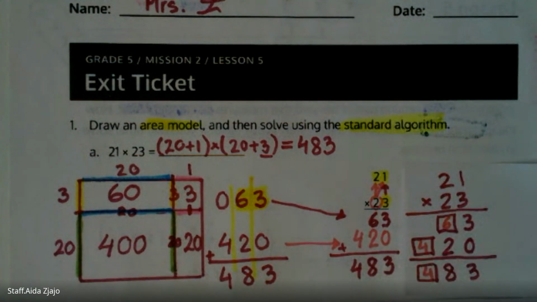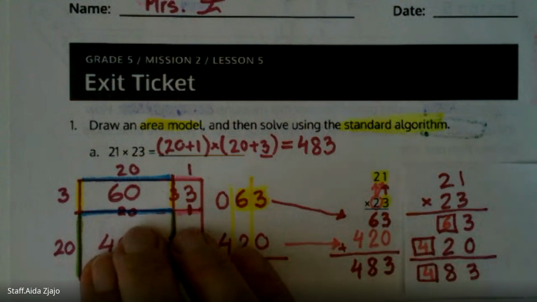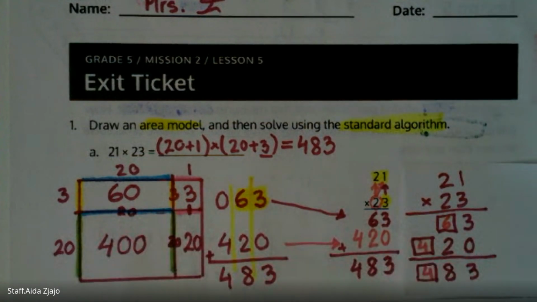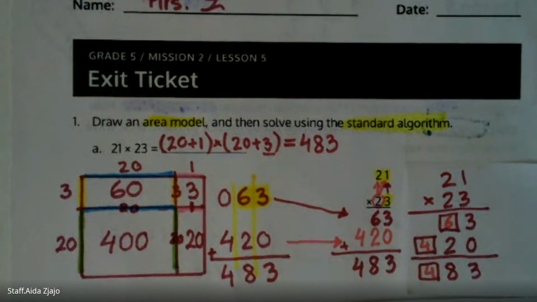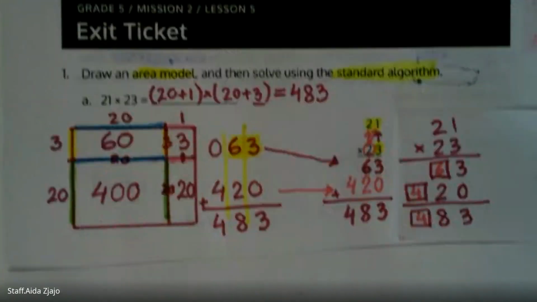So that's how you can help yourself by knowing the area model to also be able to do some problems if the problem is written like this. Okay, so that was part A. What we need to do now is B, which is 3-digit by 2-digit.